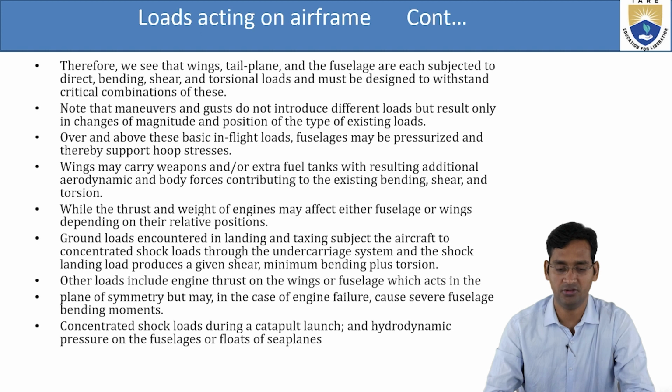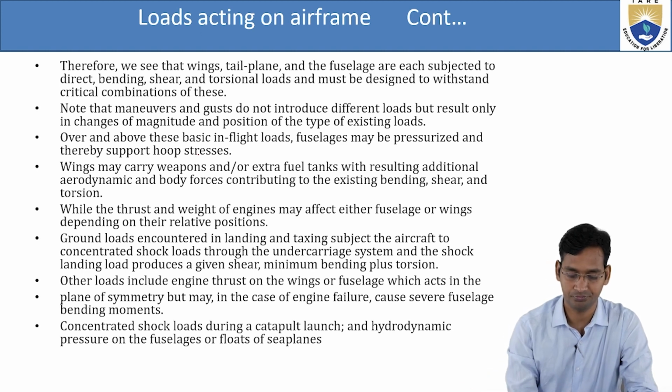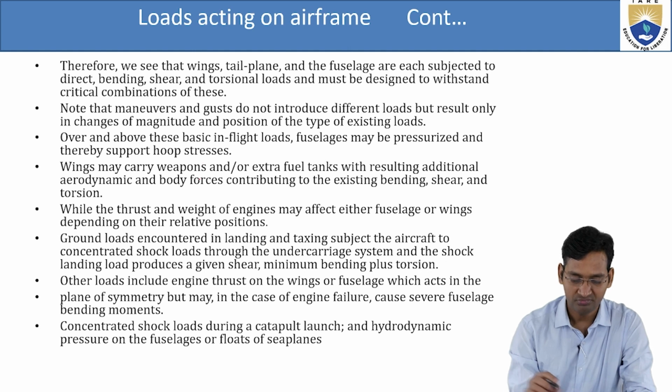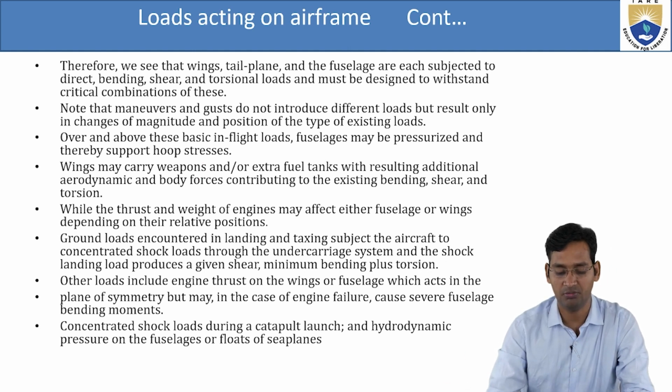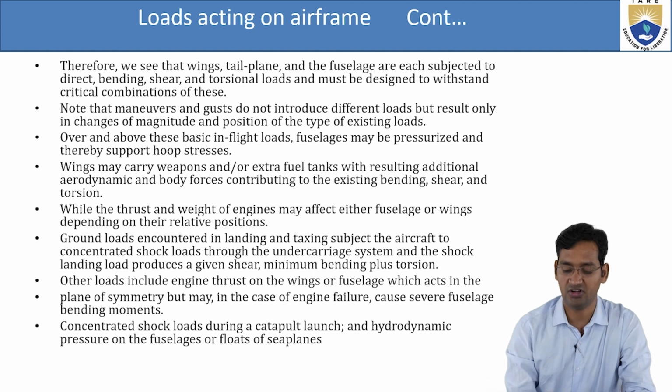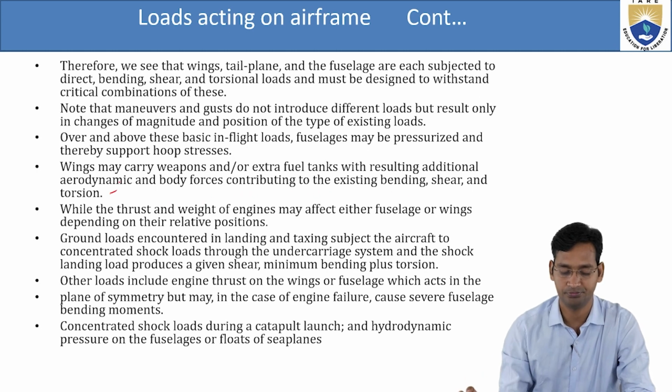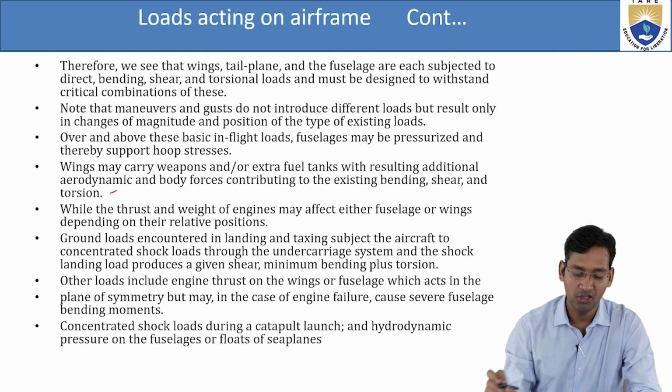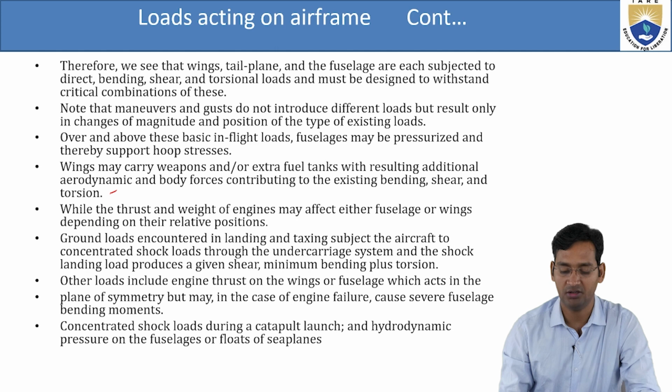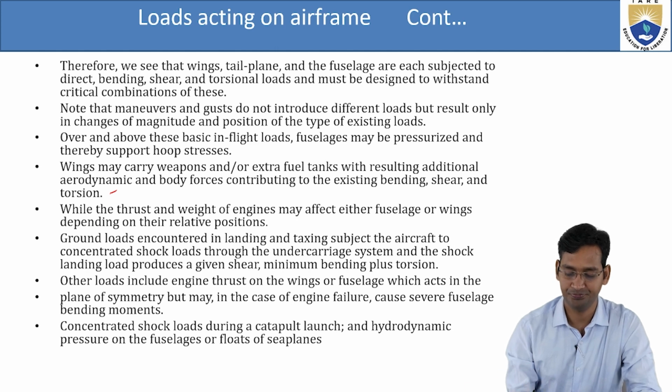Over and above these basics, in-flight the fuselage may be pressurized and thereby support hoop stress. Wings may carry weapons and extra fuel tanks with resulting additional aerodynamic and body forces contributing to the existing bending, shear and torsion. While the thrust and weight of the engine may affect either fuselage or wing, depending on their relative position. So whatever the work you are doing, according to that you are getting the position.